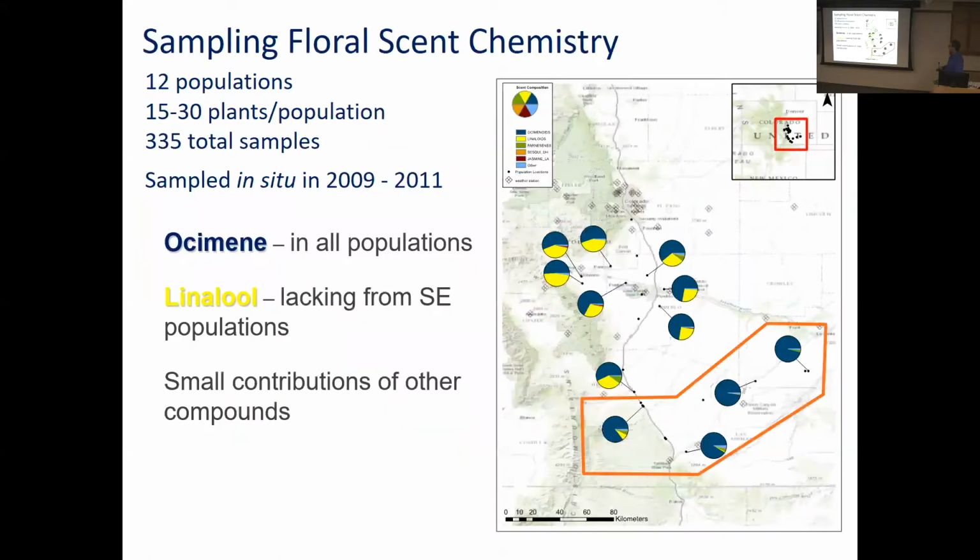Okay. So our first round, we hit 12 populations, 15 to 30 plants per population. That's a lot of chromatography. And we found something strange, that out in the southeast, the flowers almost never had linalool. Okay, whereas in the northwest and down into Walsenburg, linalool was a major peak. Okay, and so this wasn't subtle. There was a complete drop-off as you leave the foothills and go out onto the prairie.